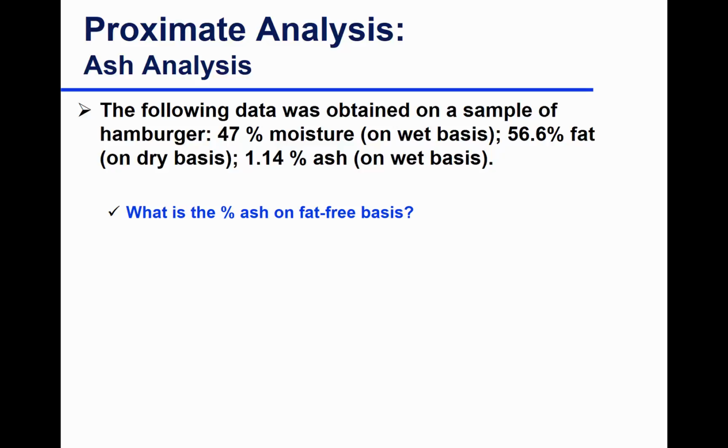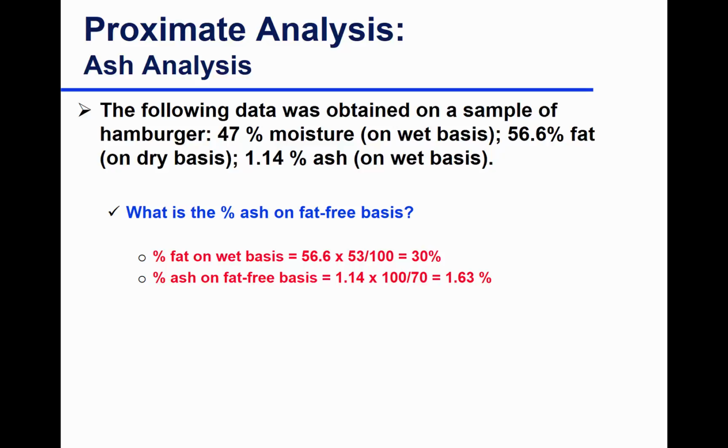So I want to get my percent ash relative to everything else. So that would be percent ash over 100 minus 30%, that's my everything else, times 100, given that it's a percentage, then you'll get percent ash on only fat-free basis with moisture included in everything.